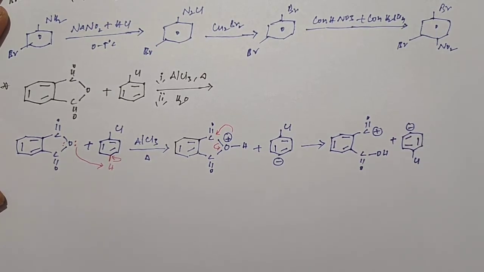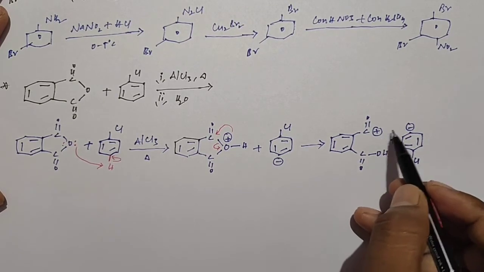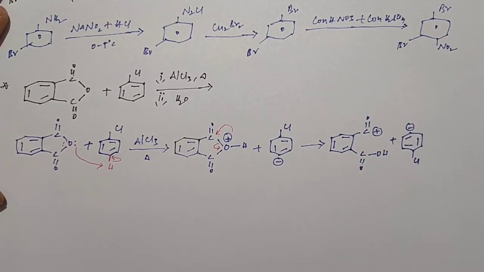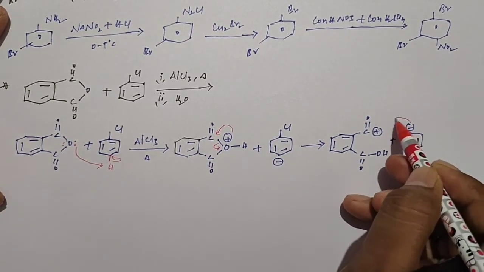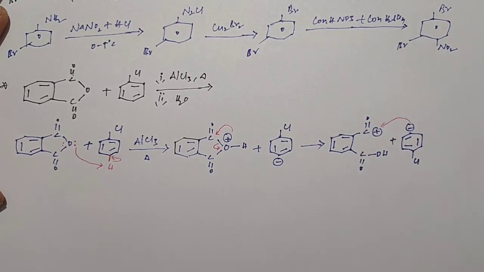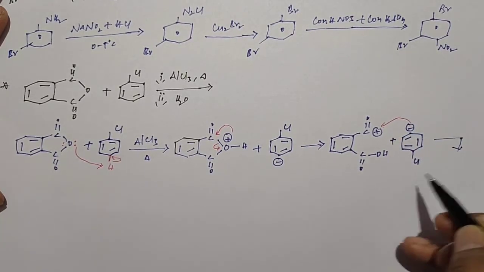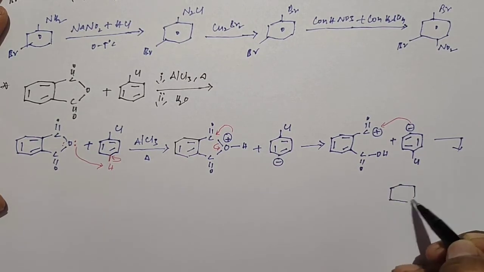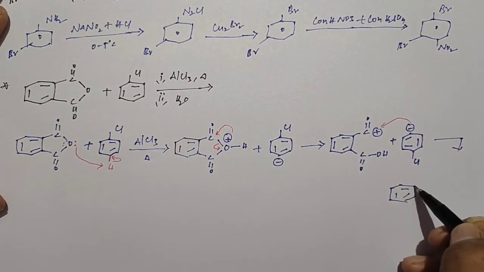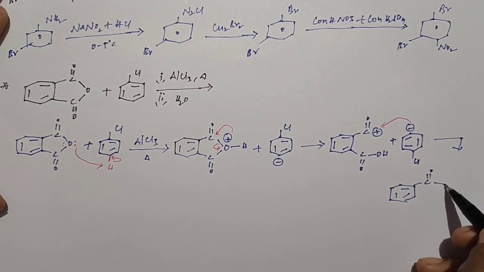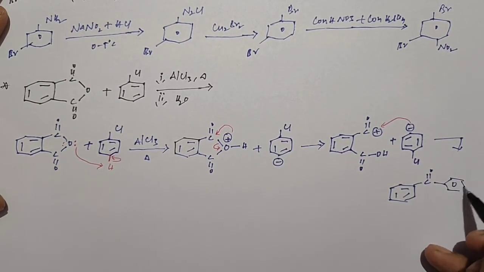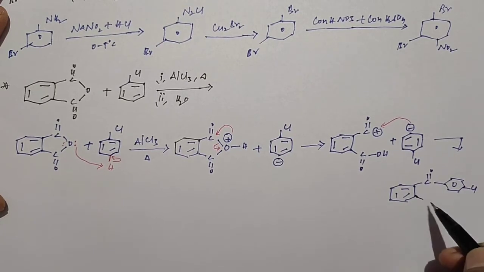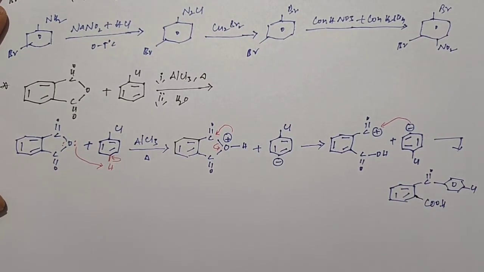After these two, the lone electrons at this carbon can be donated towards this carbon and make the bond. Then we get the product like this. So this is what we get at last.